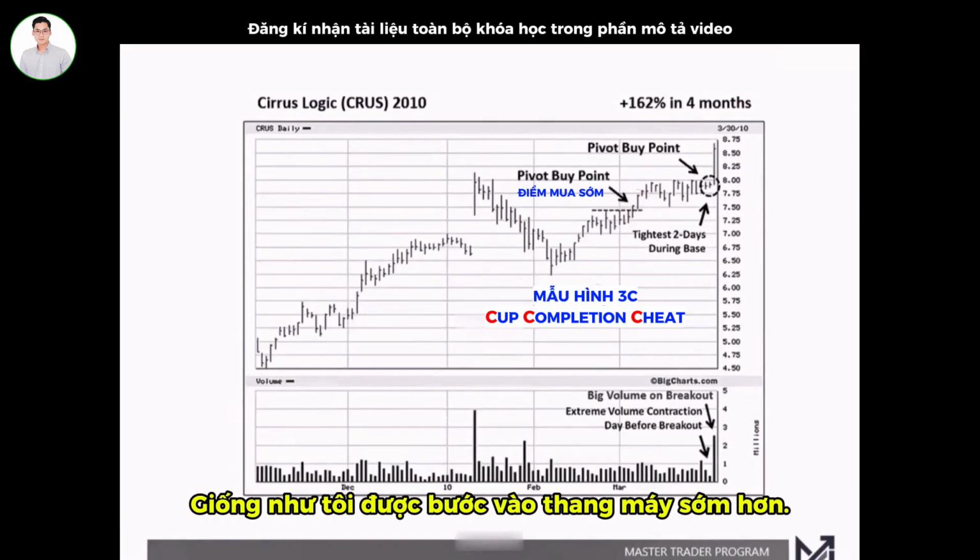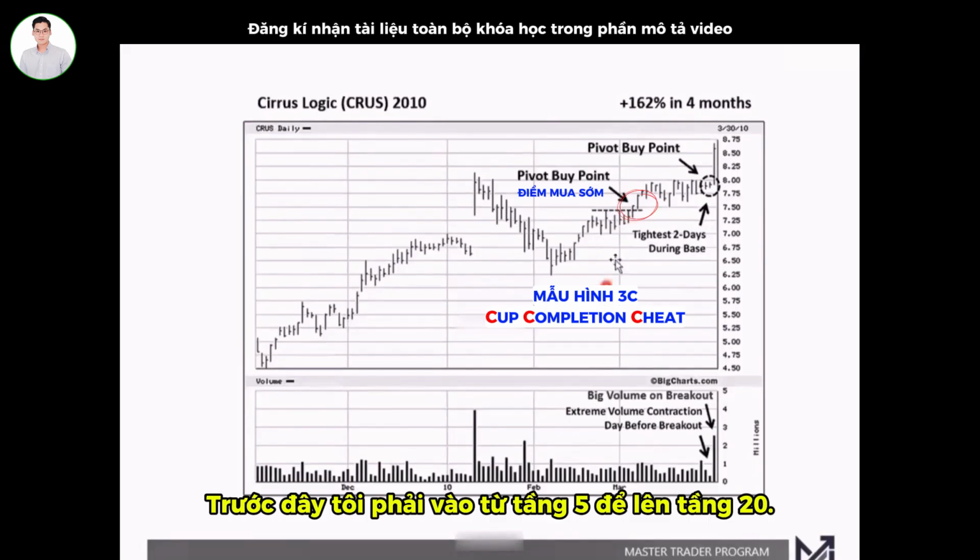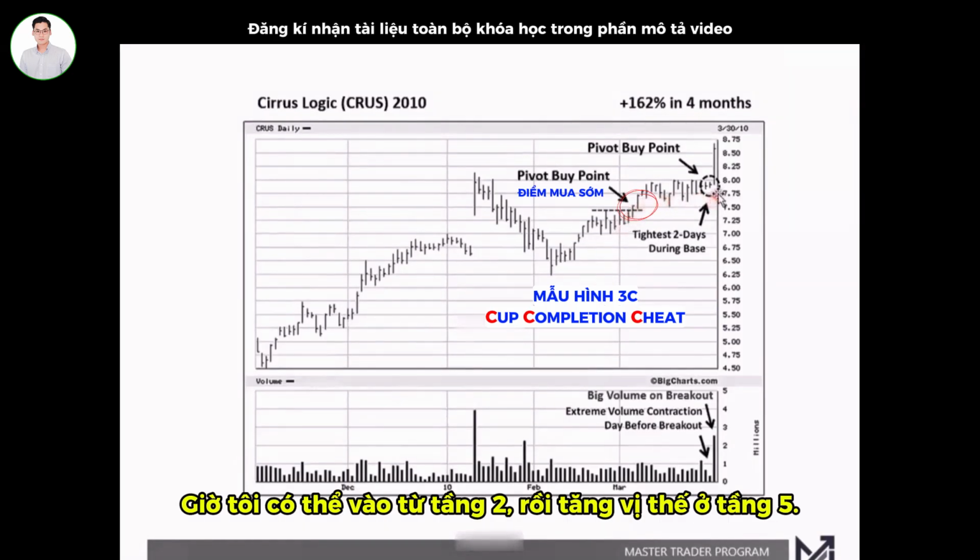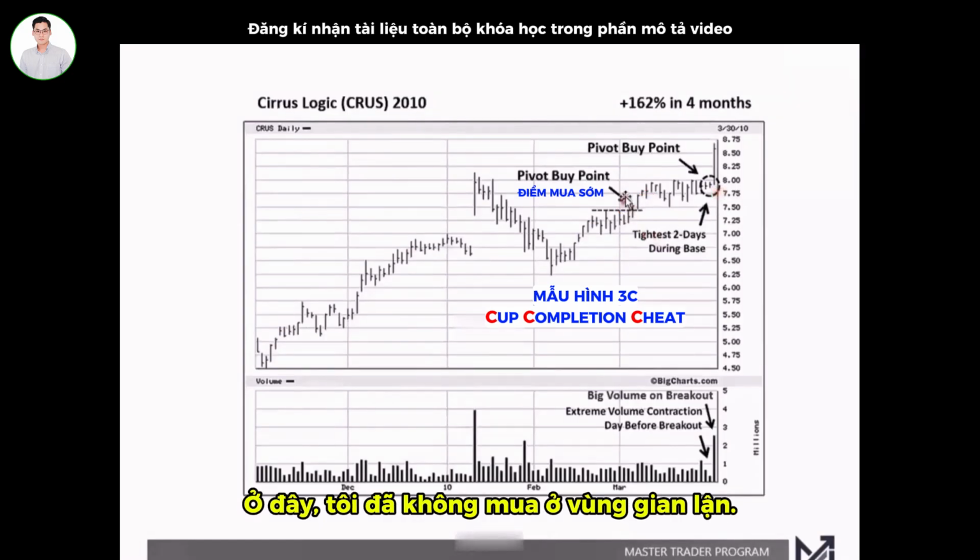So what it did was it allowed me another opportunity to get on board a potential big winning stock. It gave me another floor to get on the elevator. We're not trying to get in at the low, but now I'm getting in at floor number 2 or 3, when before I was getting in on 5 to ride to the 20th floor. Now I'm getting in on the 3rd, and I might even be able to get in on the 4th or 5th floor.